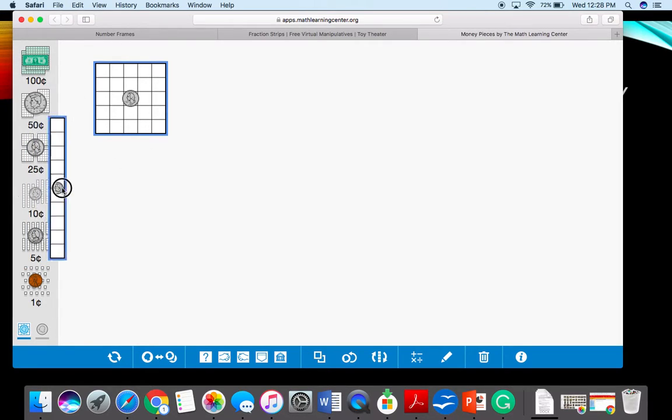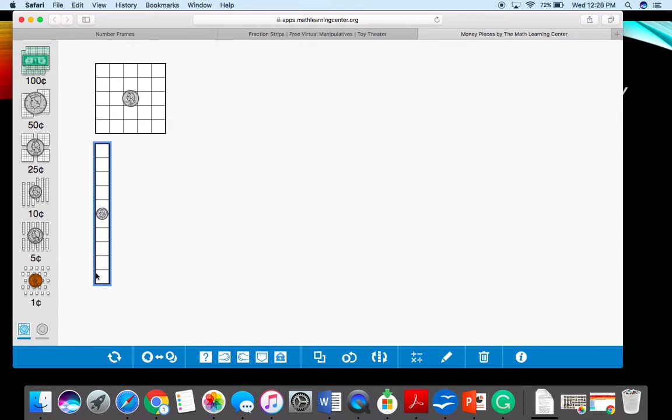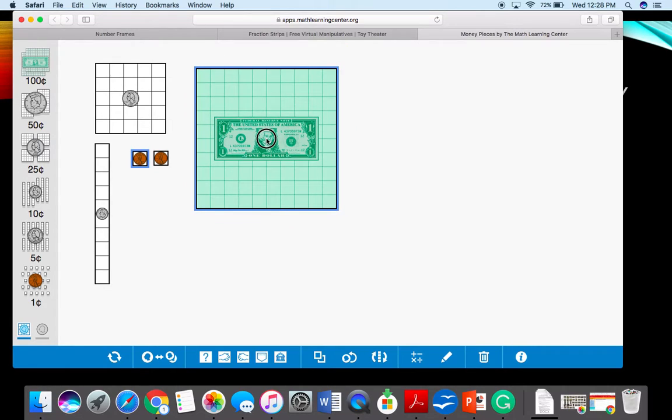So I can also add, let's say I want to add 10 cents. So now I have 25, 10 cents, and then I can individually drag pennies on, again, which show that they're the same size as one of our units from the base 10 blocks. So I can drag on $1. This way students can compare.